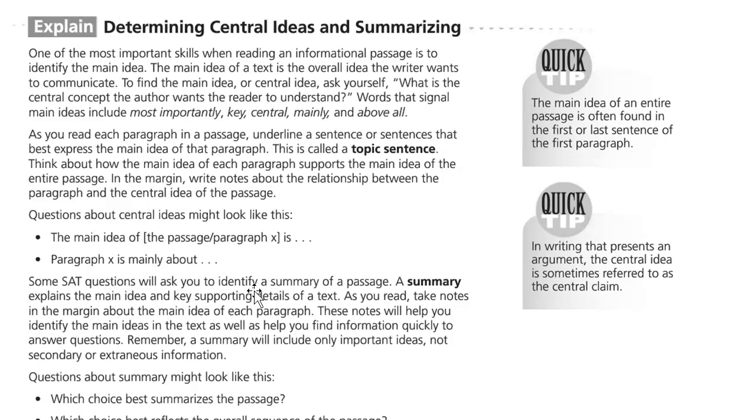Think about how the main idea of each paragraph supports the main idea of the entire passage. In the margin, you can write notes about the relationship between the paragraph and the central idea of the passage as a whole. Some quick tips: the main idea of an entire passage is often in the first or last sentence of the paragraph, but that is not always the case. If you're stuck, it's a great idea to check that first sentence or that last sentence again. Another quick tip: in writing that presents an argument, the central idea is sometimes referred to as the central claim.